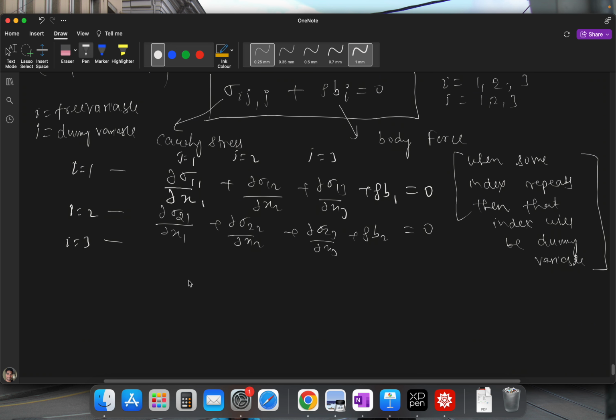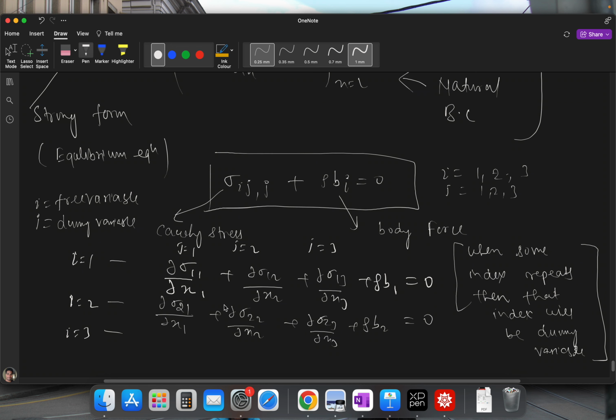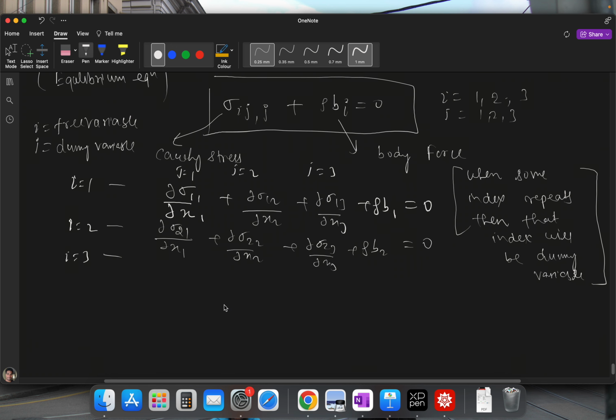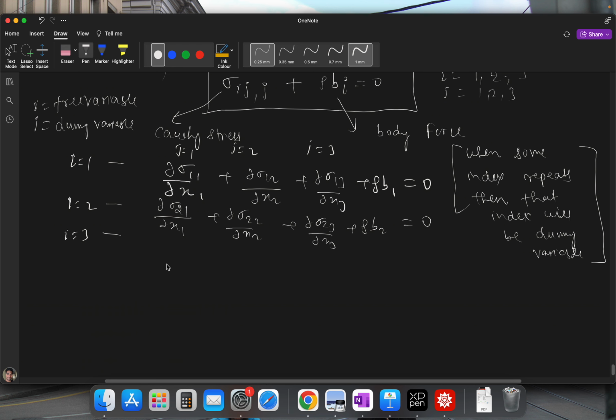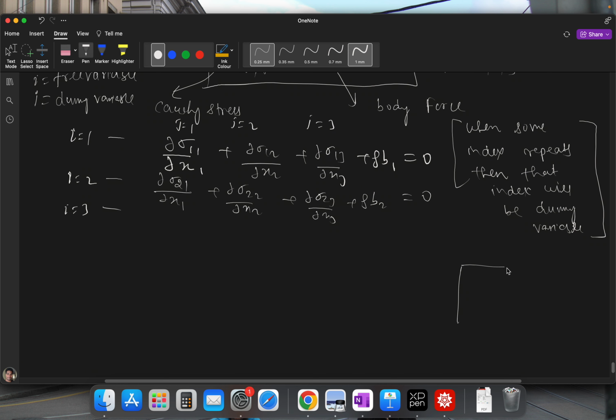And what are x1, x2, x3? These are the coordinates, the variable axes in the coordinate system. And are sigma 1 1 these the stresses? Cauchy stress, this is the state of stress. Yes, so that will be the state of stress.